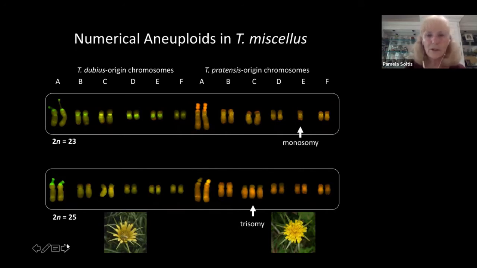Here is some original data from the Tragopogon miscellus analyses. So the expected chromosome number is 24. We see some individuals with 23, and through the chromosome painting and karyotyping, we're able to determine that there's been a loss of this E chromosome from the pratensis subgenome. And here there are 25 chromosomes, and this represents an addition of chromosome C, also in the pratensis subgenome. And we found a fair number of these numerical aneuploids, but relatively small, maybe what one might expect.